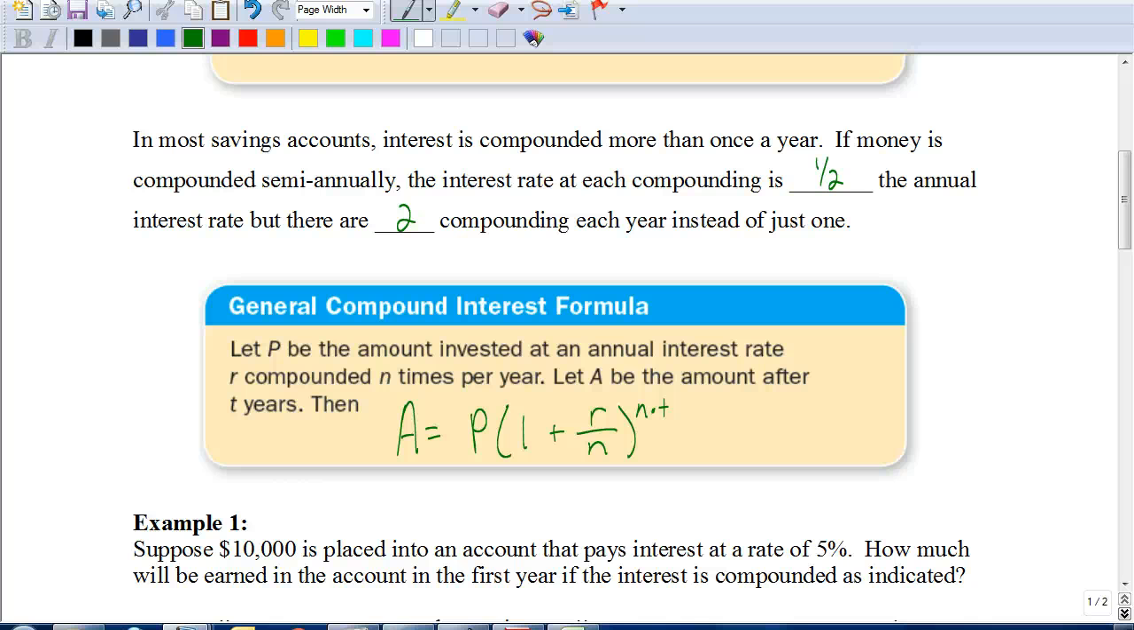In the next video, you'll be learning about how to compare different interest rates using what we call annual percentage yield. So good luck.